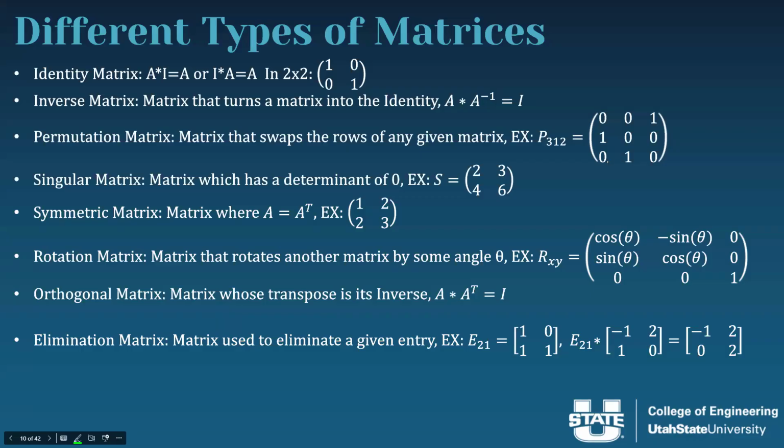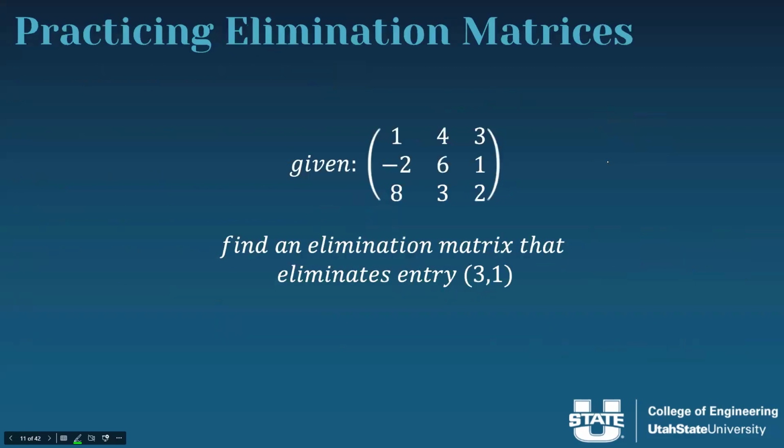You have the orthogonal matrix, which is similar: when you have A times A transpose, it's going to be equal to the identity. And finally, you have an elimination matrix, which is used to eliminate a given entry or a given series of entries, which is exactly what we're going to go into right now. So we want to find an elimination matrix that eliminates the entry (3, 1).